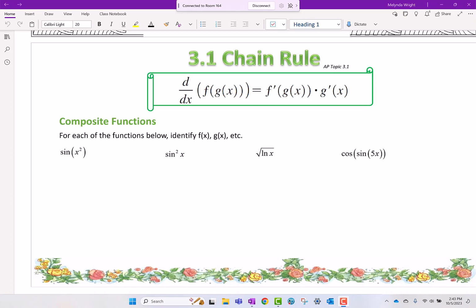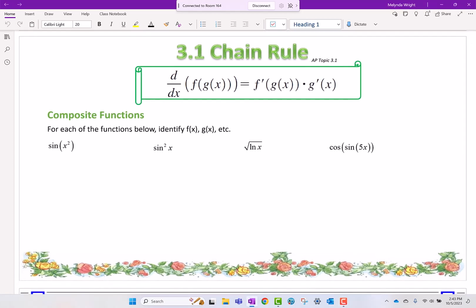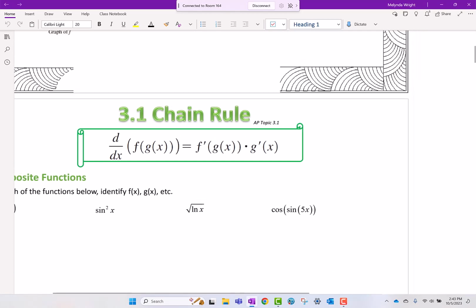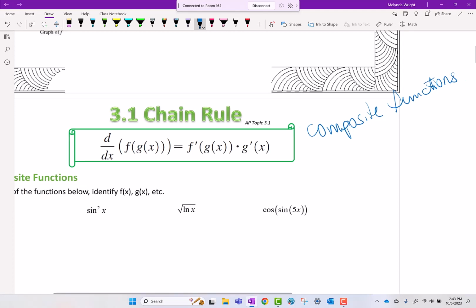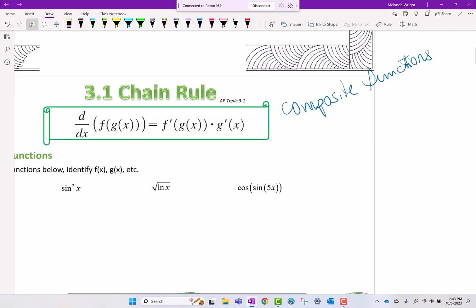So, and I'll explain it as we go. Here's how it works. It's a rule that we use for composite functions. So this rule is for composite functions. It's a rule that we use when the function that we have doesn't look exactly like the derivative we've memorized.